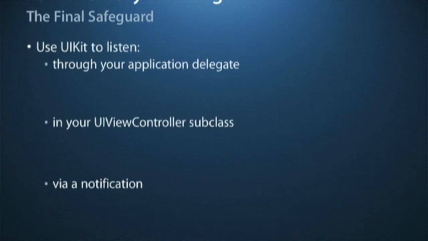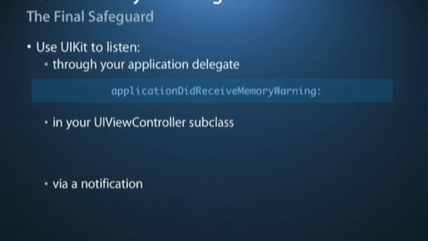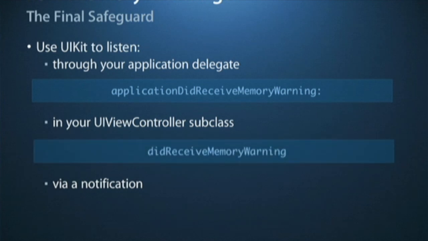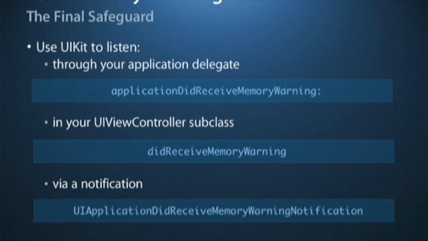There are 3 ways that your application can receive low memory warnings, and they're all available in UIKit. First, you can implement the application did receive memory warning method of your application delegate, or you could override the did receive memory warning method in your custom UI view controller subclass, or you can register to receive the UI application did receive memory warning notification.